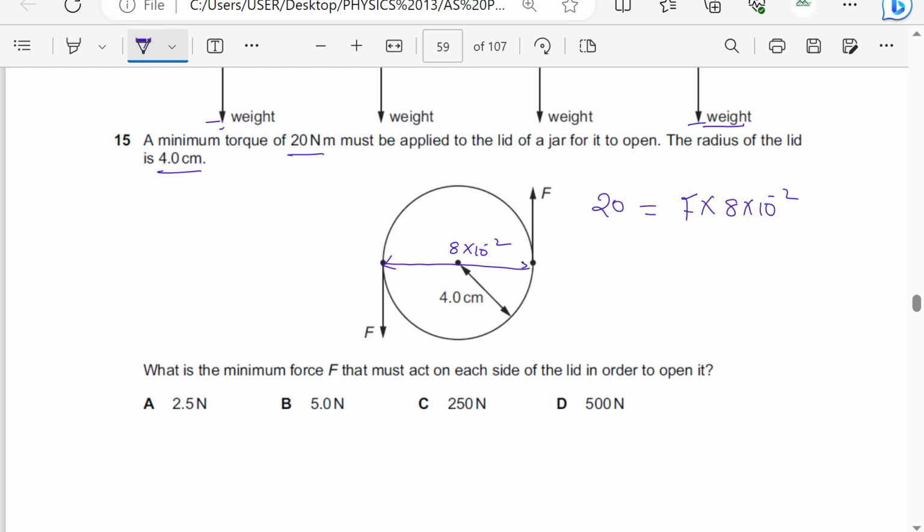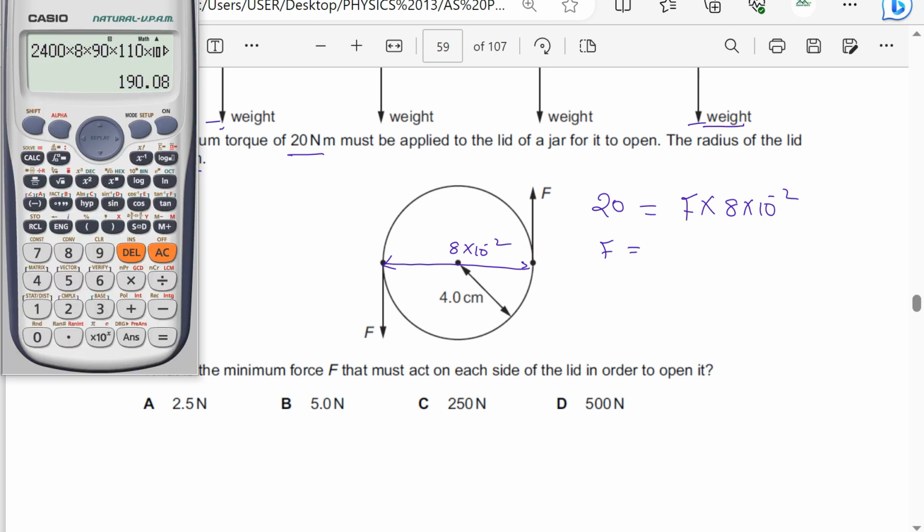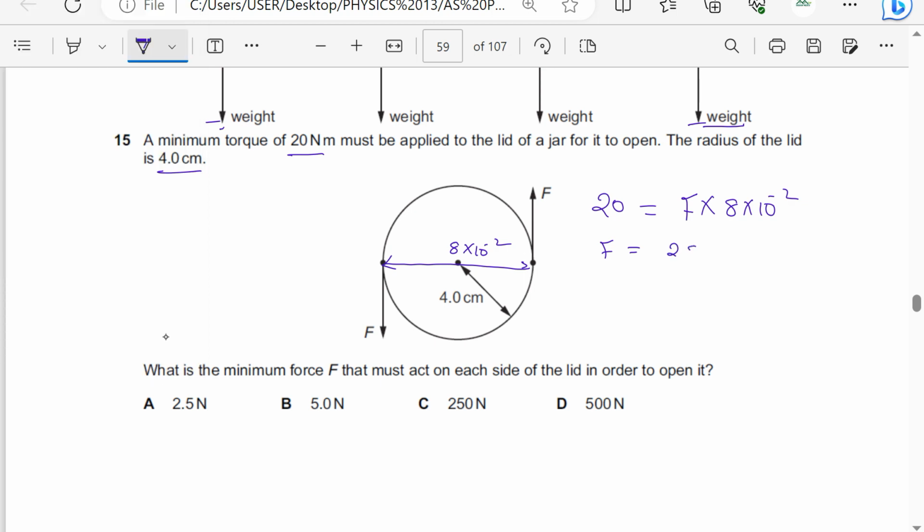Moment of a couple, or torque of a couple, is the product of one of the forces and the perpendicular distance between the two forces. So when I make F the subject and I press my calculator, I have 20 divided by 8 exponent minus 2. So this gives me 250 newtons. So the answer is going to be C.